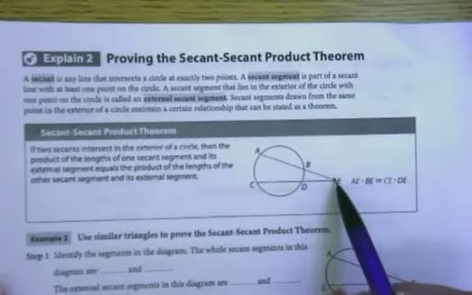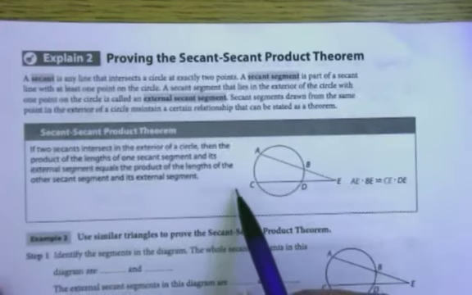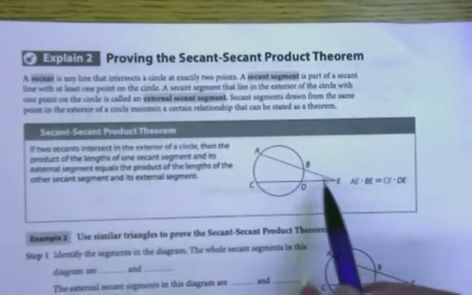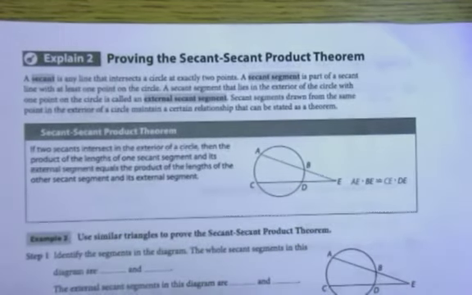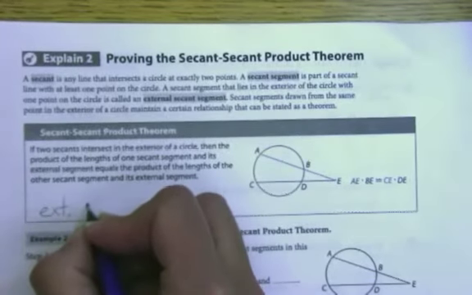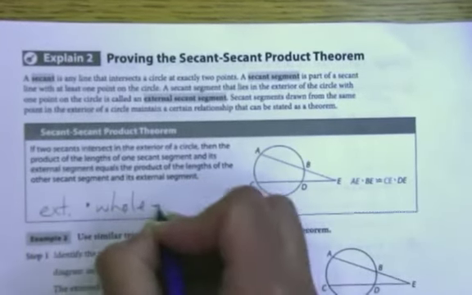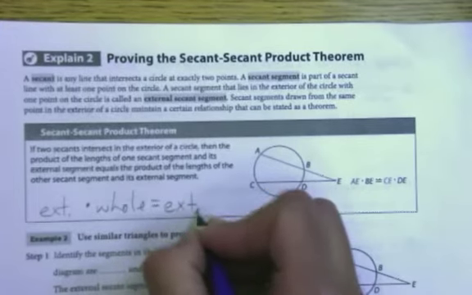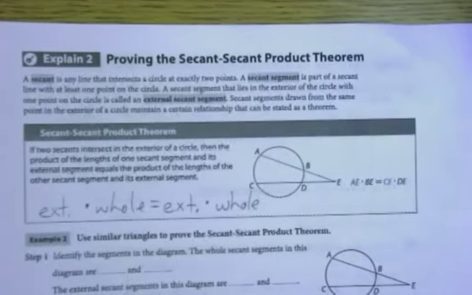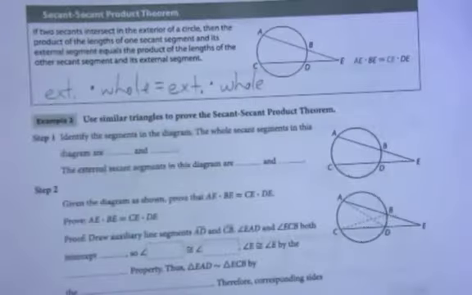Okay, because it says if two secants intersect in the exterior of a circle, then the product of the length of the secant segment and its exterior segment will equal the product. Oh my goodness, all these words. So, external times whole equals external times whole is basically what this property boils down to.